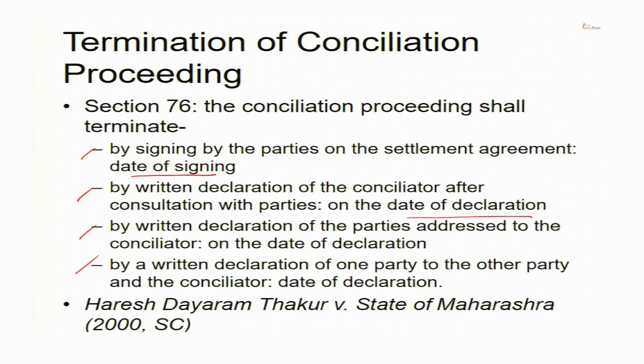Parties can together make a declaration addressed to the conciliator that let us stop the conciliation process. It's a consensual process. The day parties withdraw their consent, that is over. On the date of such declaration, the conciliation terminates. And the last method mentioned in Section 76 is when one party is declaring and sending it to the other party and the conciliator that let's terminate the proceeding, then it shall terminate on the date of such a declaration. These are the four situations, circumstances when the process of conciliation shall terminate. This is important. It shall terminate on the date when parties sign the settlement agreement.